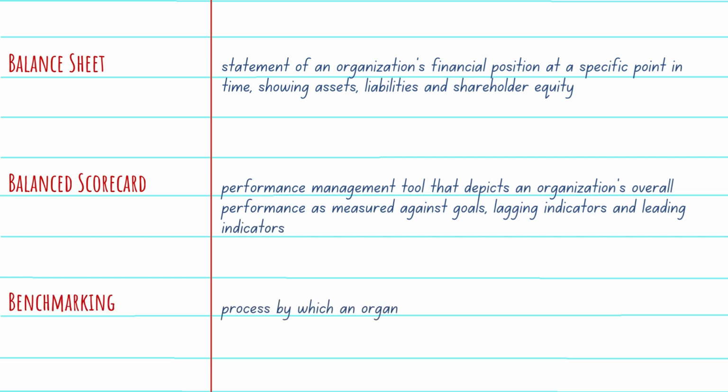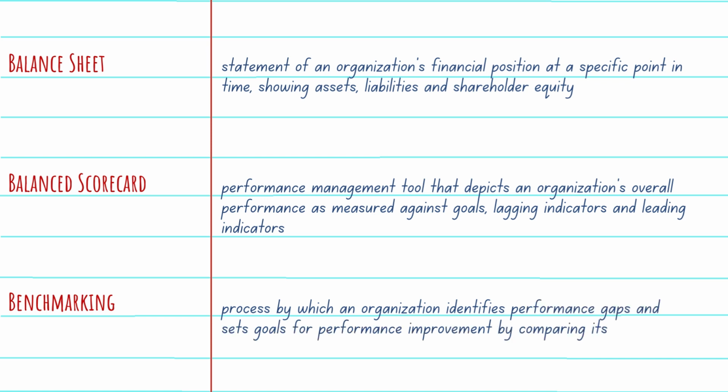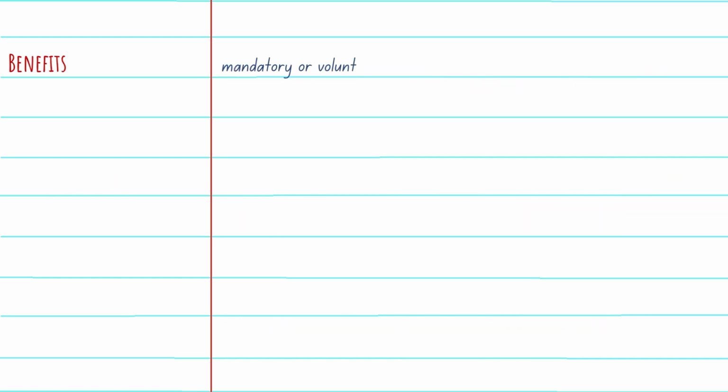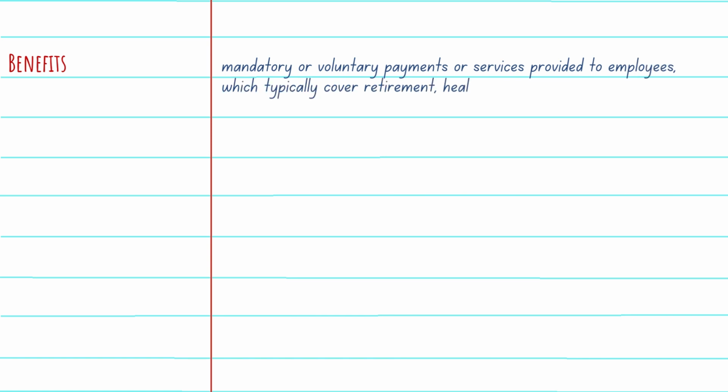Benchmarking is the process by which an organization identifies performance gaps and sets goals for performance improvement by comparing its data, performance levels, and/or processes against those of other organizations. Benefits are mandatory or voluntary payments or services provided to employees, which typically cover retirement, health care, sick pay and disability, life insurance, and paid time off.